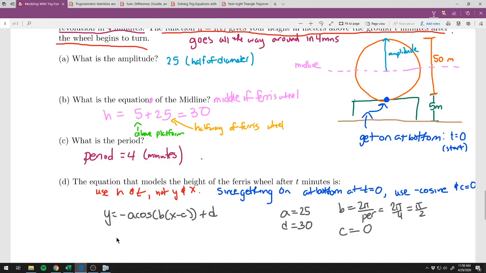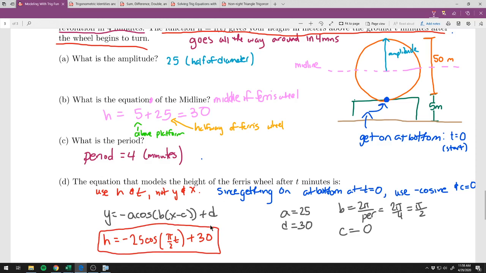All right, but once again, I put the y and x here, but for your final answer, which I'm going to write in, you got to use h and t. We got h equals negative a, which is 25, cosine of b, which is pi over 2 times t. Since I have c as 0, I don't have to include the extra parentheses there, plus d, which is 30. And that is the equation for part D here. That is the equation of our Ferris wheel.